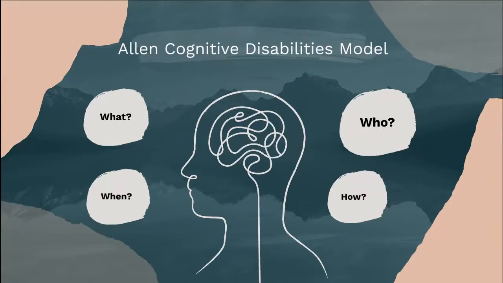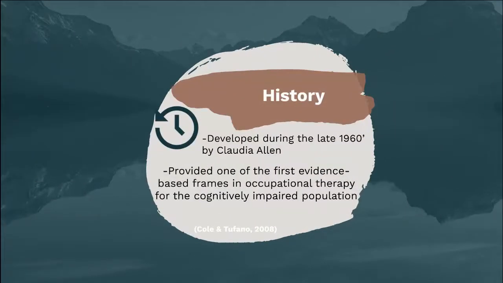So, when was this framework developed? It was developed in the late 1960s by Claudia Allen. She began working on the cognitive levels at Eastern Pennsylvania Institute and observed it in clients with chronic mental illness. This provided one of the first evidence-based frames in occupational therapy for the cognitively impaired population.